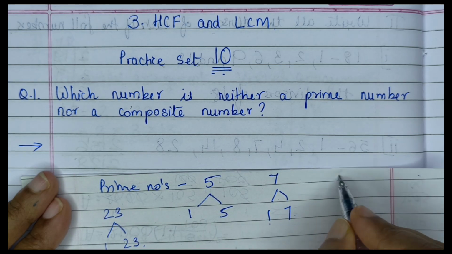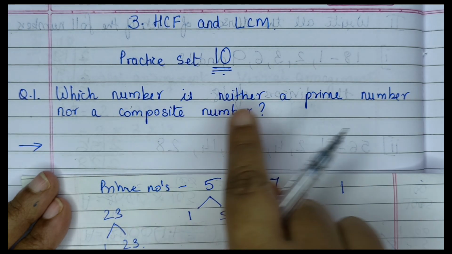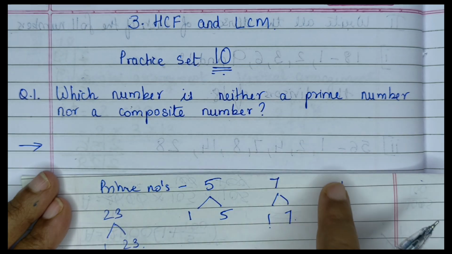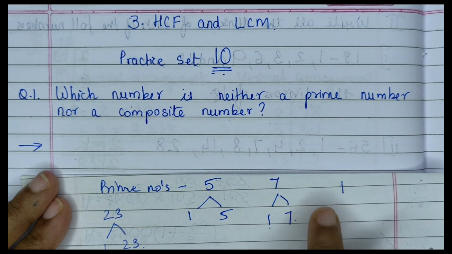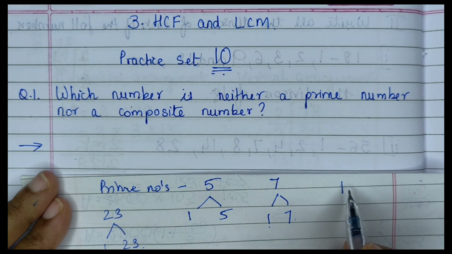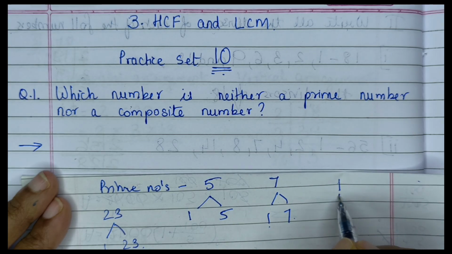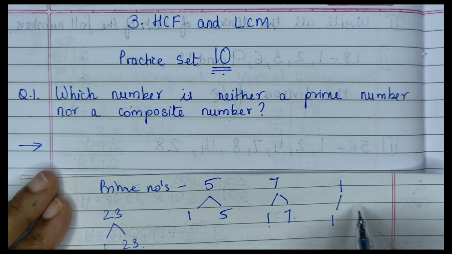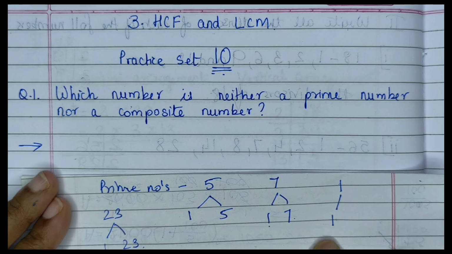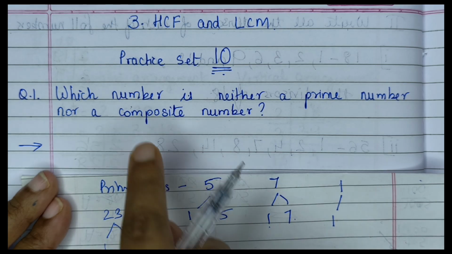Now see this number 1 over here. 1 is not a prime number nor a composite number. I'll just explain why first. Because 1 1s are only 1 1s are 1. It is only going in 1. Understood? So it's the same number you are getting over here. So 1 is neither a prime number nor a composite.